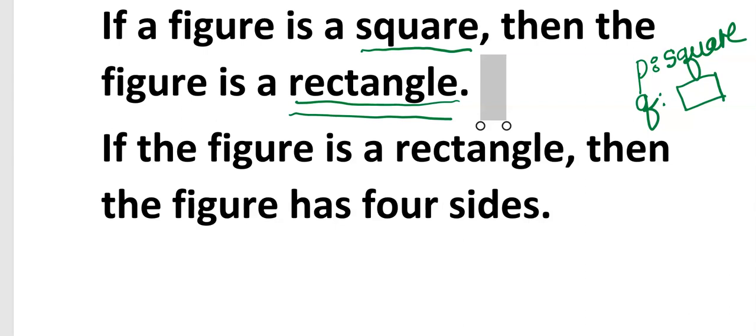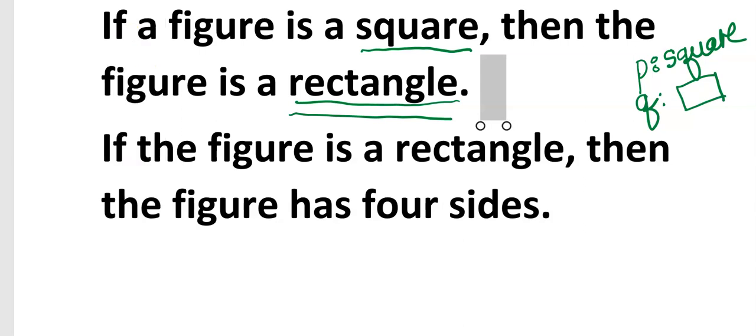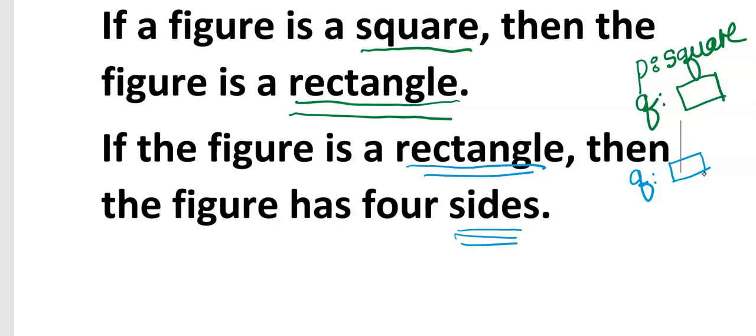Now you have to do the same thing for the second one. So I'm going to switch colors. If the figure is a rectangle, so here it's going to be, what part was that, Q or P? Q, so I'm going to put Q, rectangle. That's the first part, right? Was that the order that it's supposed to be in? So far, yep. Then the figure has 4 sides. Is that something the same as we've already talked about or something different? Different, right? We haven't talked about having 4 sides yet. So I'm going to say R, 4 sides.